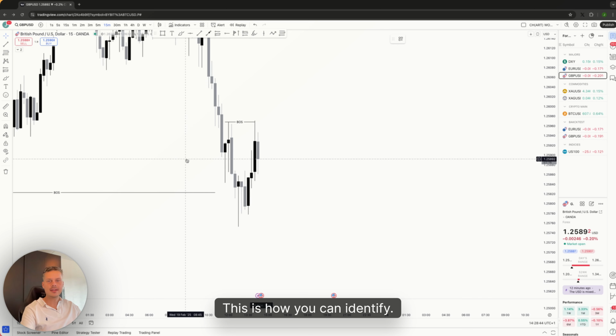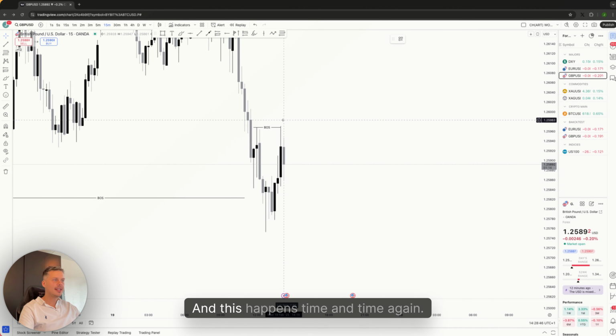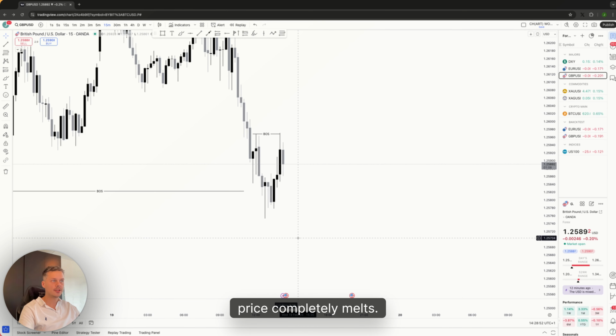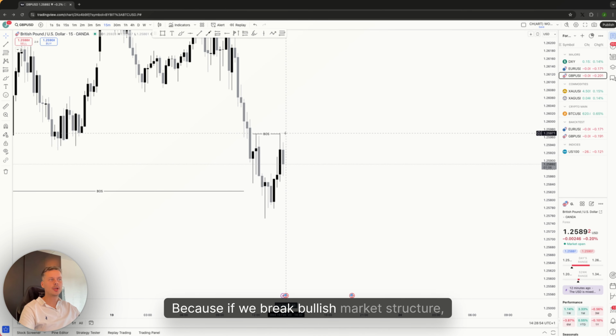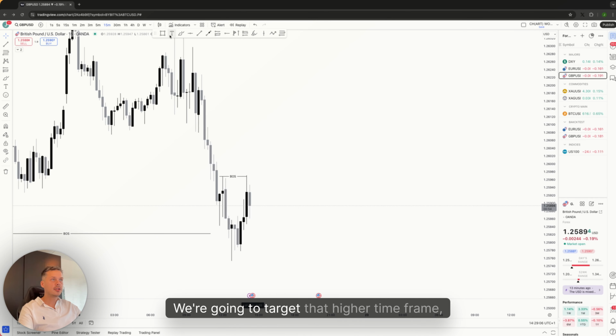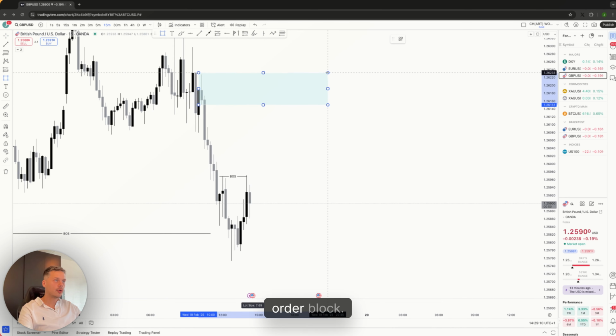This is how you can identify, and this happens time and time again. And what I could see happening right now is that price completely melts. Because if we break bullish market structure, what happens? Well, SMC traders, market structure traders, Fibonacci traders, all those kinds of traders think: well, we're in for a reversal. We're going to target that higher time frame order block.